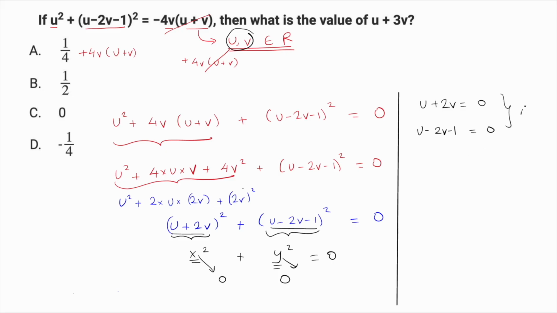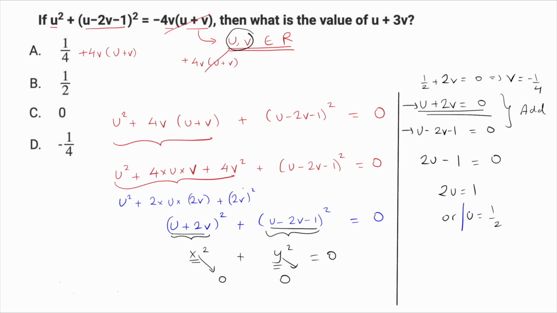We just add these two equations. We get u plus u is 2u. 2v minus 2v will be cancelled. Minus 1 will be as it is. 0 plus 0 is 0. 2u minus 1 is 0. I have 2u is equal to 1, adding 1 to both sides, or u is simply equal to 1 by 2. This value of u I could substitute in any of these two equations. For simplicity, I am putting it here. I will get 1 by 2 plus 2 into v is equal to 0, or 2v is equal to minus half. That gives me v is equal to minus 1 by 4.